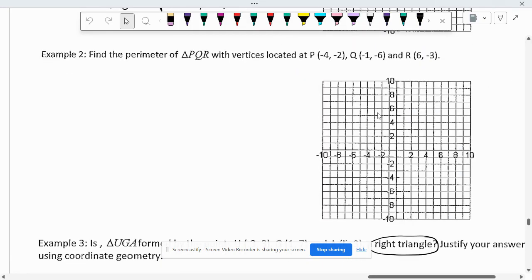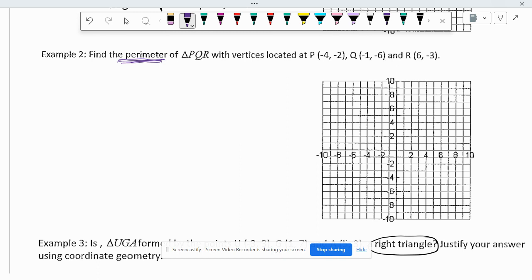All right, so we skipped this yesterday because yesterday we were just focusing on identifying what type of quadrilateral we had. But today we're going to actually talk about finding the perimeter. You might be asked to find the perimeter of a rectangle or any quadrilateral, but also of a triangle. Okay, so this is page 36.